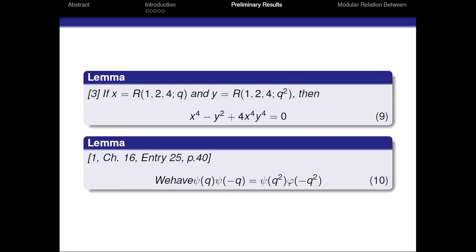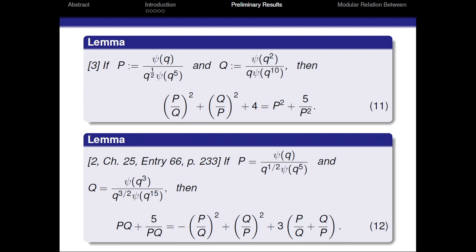The lemma: if x is equal to r(1,2,4;q) and y is equal to r(1,2,4;q^2), then x^4 minus y^2 plus 4x^4 y^4 is equal to 0. We'll take this as equation 9. One more lemma, entry 25 (iv) in Berndt: phi of q into psi of minus q is equal to psi of q^2 into psi of minus q^2.